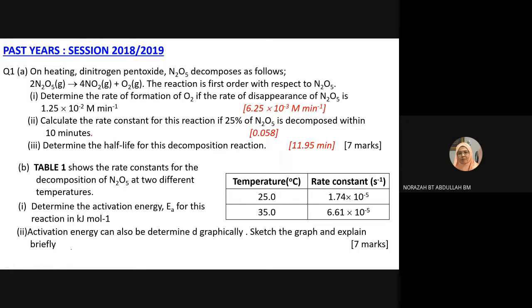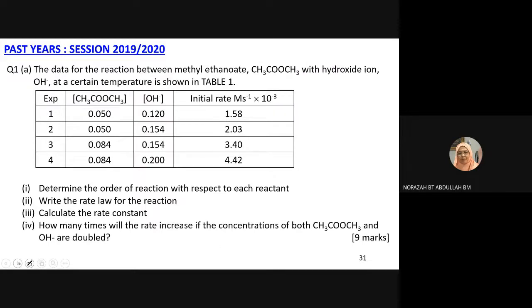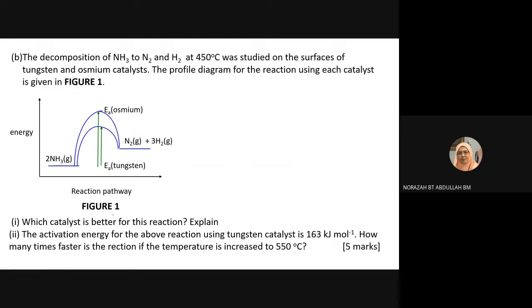Jadi di sini saya juga buatkan past year question. Kamu boleh cubalah ya. Right, 3 tahun. Kamu nampak apa yang telah naik 3 tahun ke belakang.